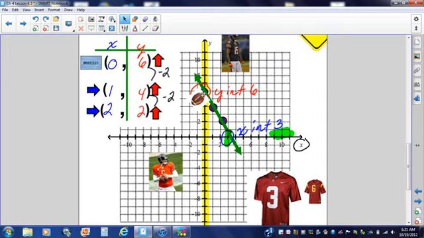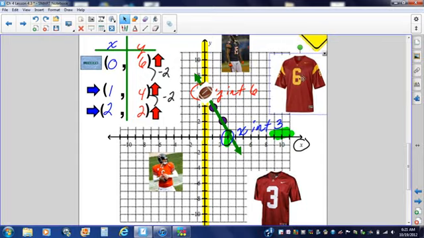The pass is intercepted right here by Y, who's wearing the number 6. If you look right here at the graph, your Y right here at 6 touches the line. So we call this a y-intercept.